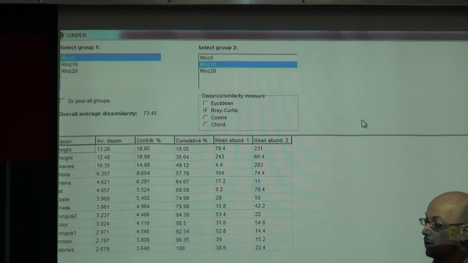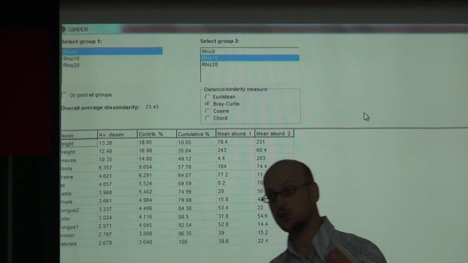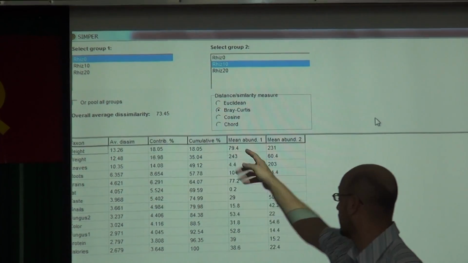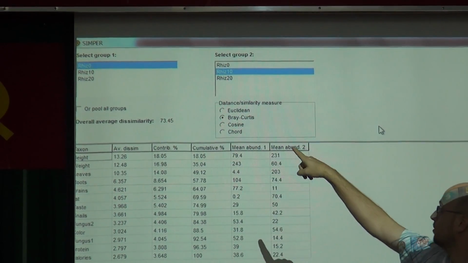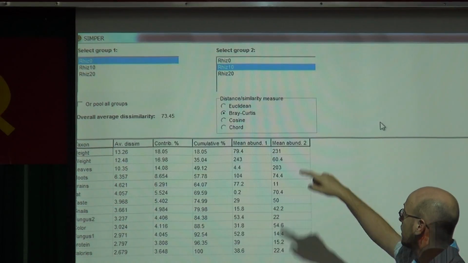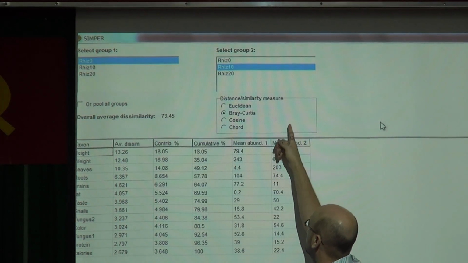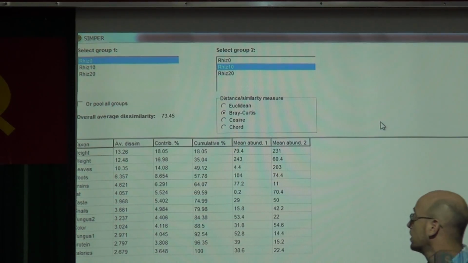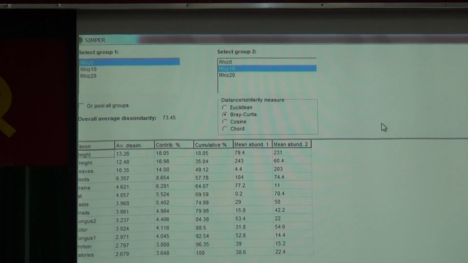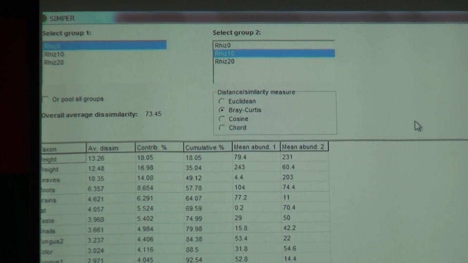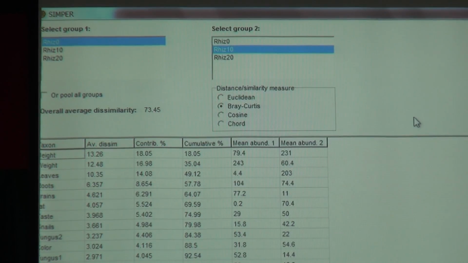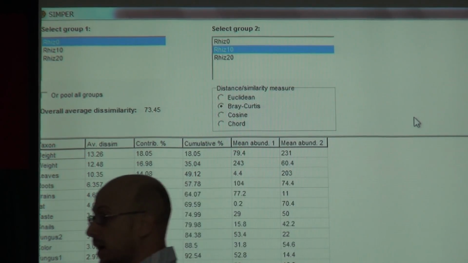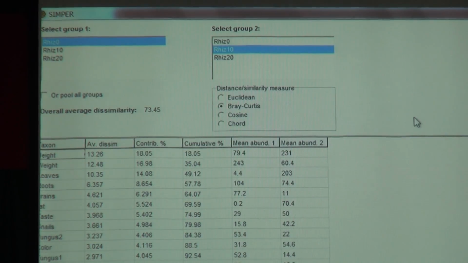And we want to know the difference between which groups. So we select group 1 is 0, group 2 is 10. The similarity measure is Bray-Curtis. And using Bray-Curtis, which one of the things that we measured created was the most different between group 0 and group 10. Is this understood?